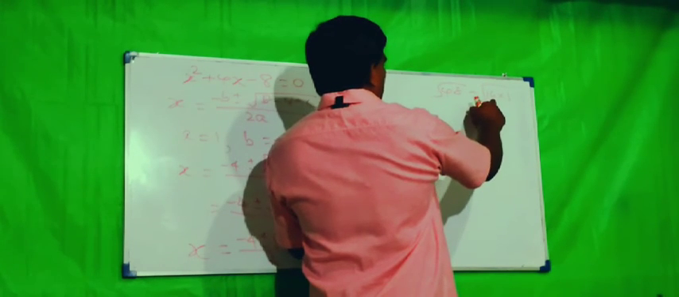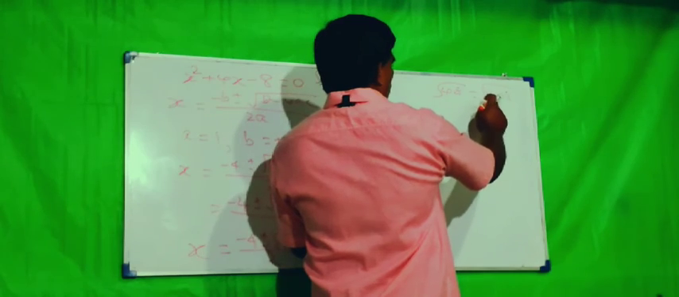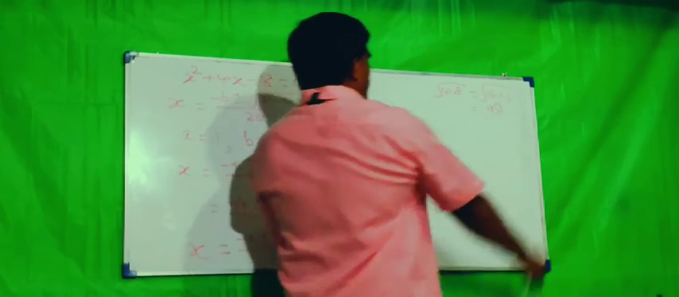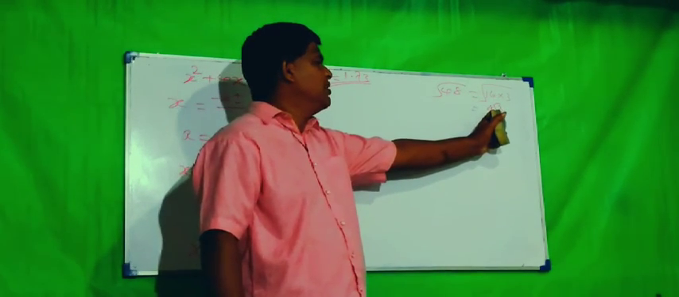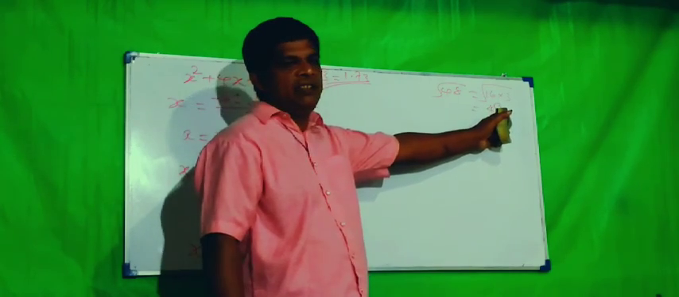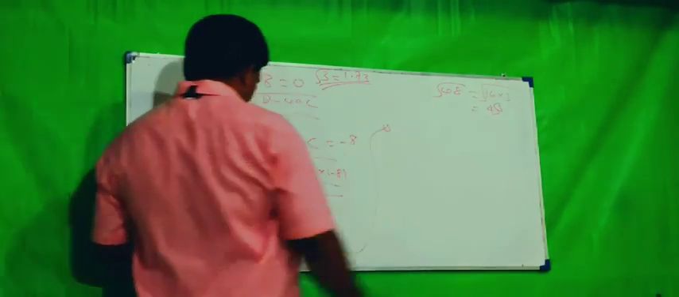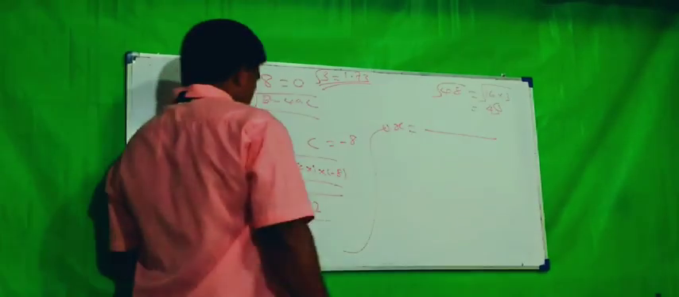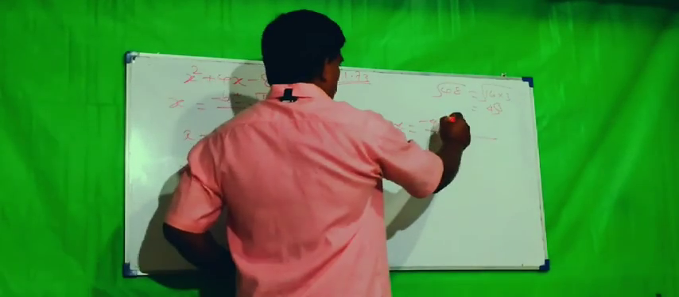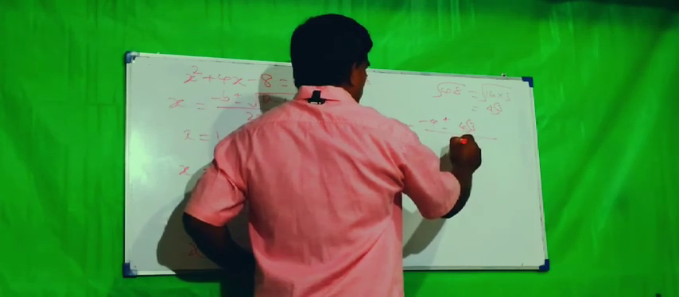Here 16 is a perfect square number, and its square root is 4. Then 4 root 3. The entire surd, the square root of 48, is 4 root 3. It is a surd. Now we can use it. So I will take a new step. x equals minus 4 plus or minus 4 root 3, upon 2.